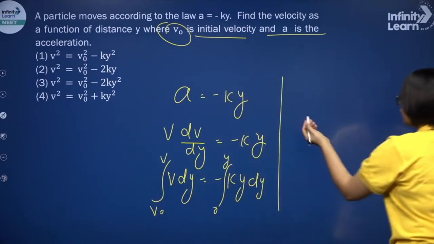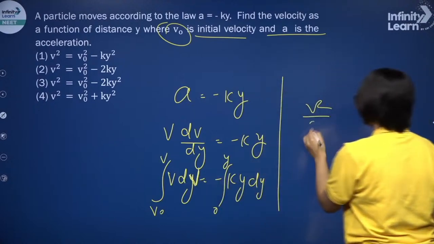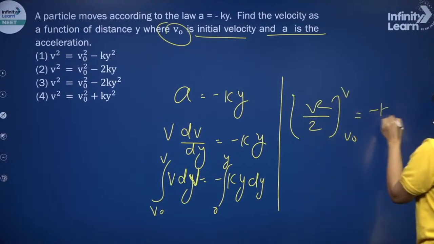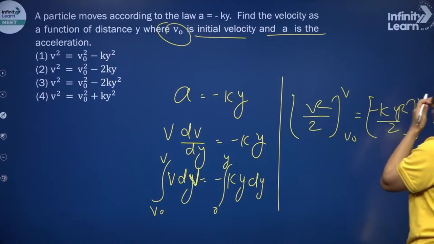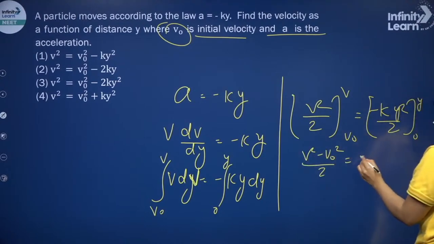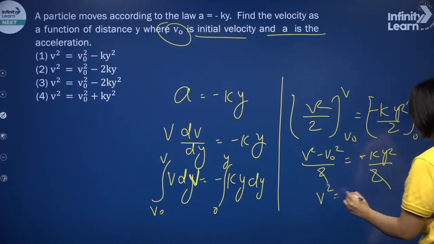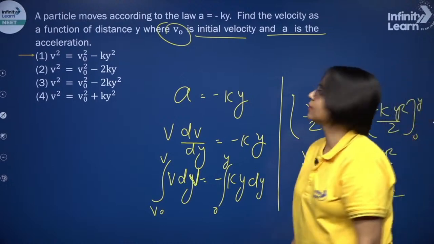So you'll get v dv as v square by 2 from v naught to v, and that is equal to minus k y square by 2 from 0 to y, right? So this will be (v square minus v naught square) by 2 is equal to minus k y square by 2. 2 cancels, so v square is v naught square minus k y square, and the correct answer is option 1.